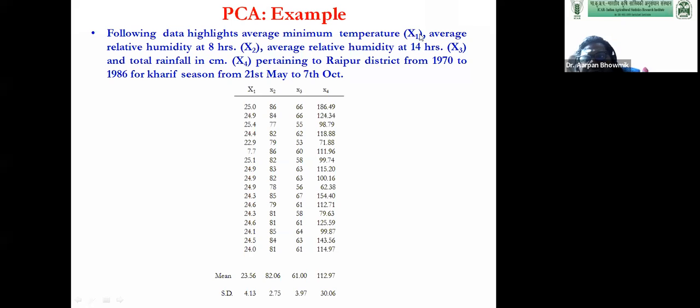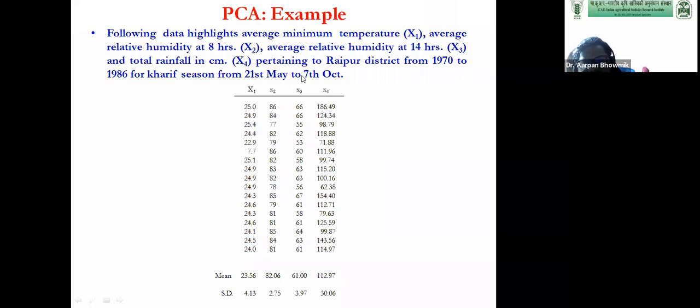So there are 4 variables. First one is average minimum temperature, denoted by X1. Second one is average relative humidity at 8 hours, given by X2. Third one is average relative humidity at 14 hours, given by X3. And finally total rainfall, given by X4, pertaining to Raipur district. This is not actually hypothetical data, I have just taken a part of the data, pertaining to Raipur district from 1970 to 1986 for the Kharif season from 21st May to 7th October.